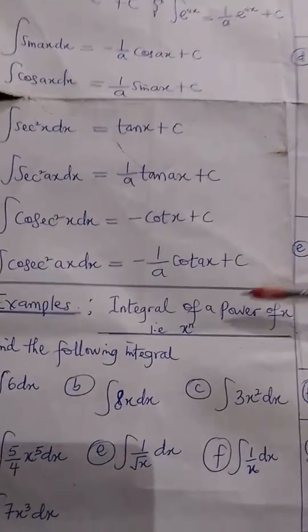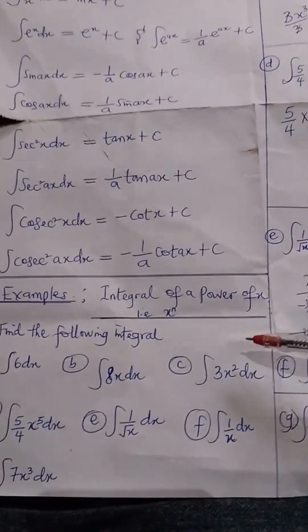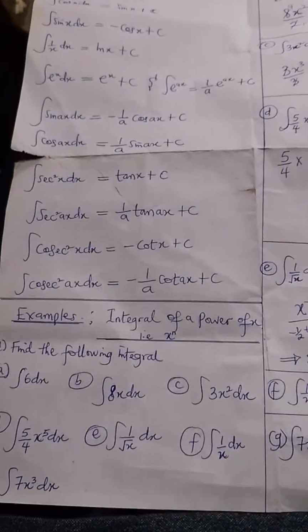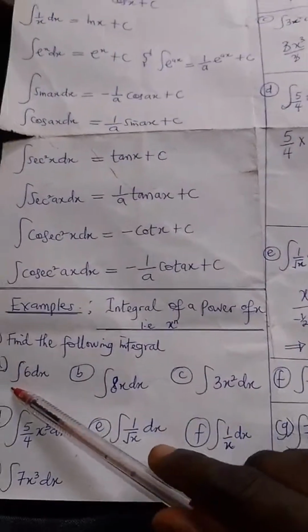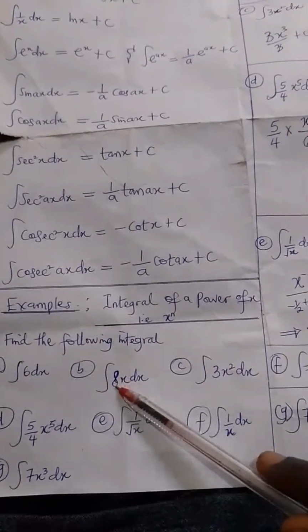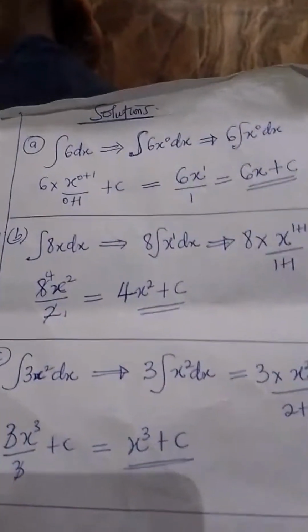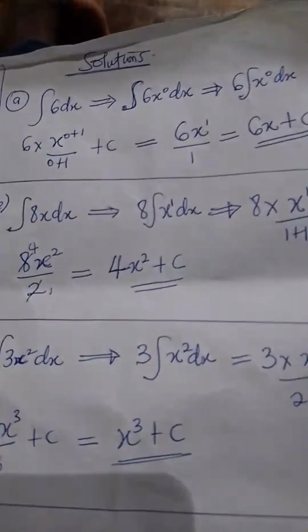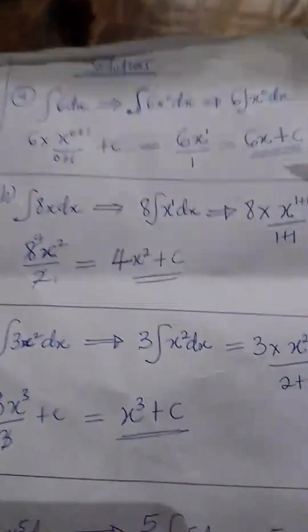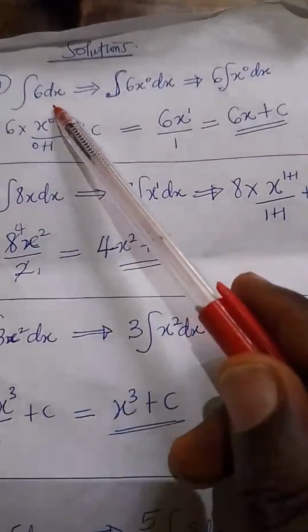So let's look at this question here. So see this as exercises. Question 1A, 1B, 1C, 1D, like that. So how do we solve that? Very clear. Can you see this? Solution: 6 dx.